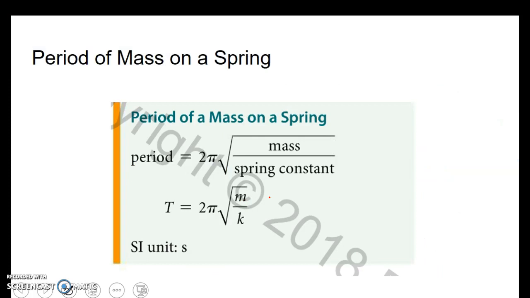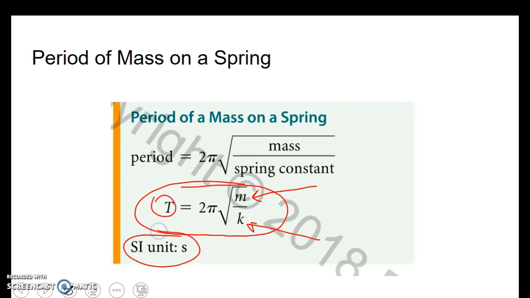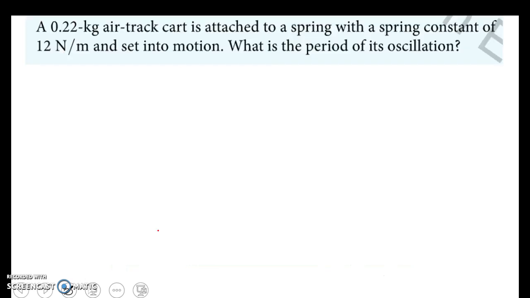So we can also figure the period if we know some things about the spring system. If we know the mass that's hanging from the spring and we know the spring constant, we can also find the period of a mass spring system. And hopefully we'll have a chance to look at that. The units of this period, of course, are seconds. But it's 2 pi times the square root of mass divided by spring constant.